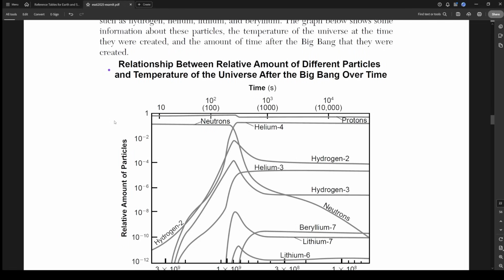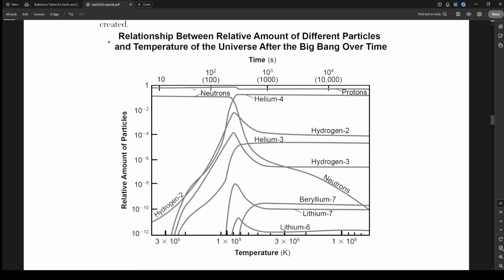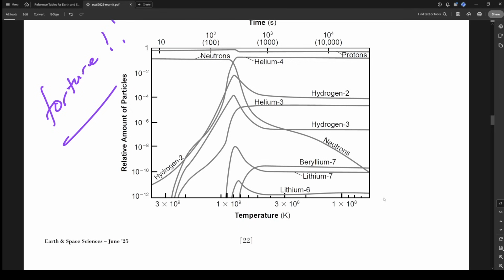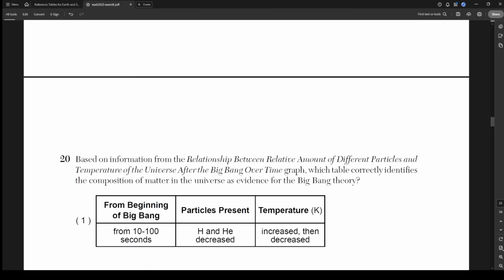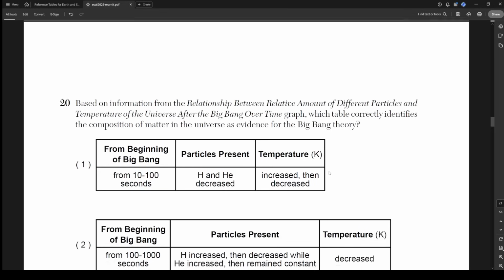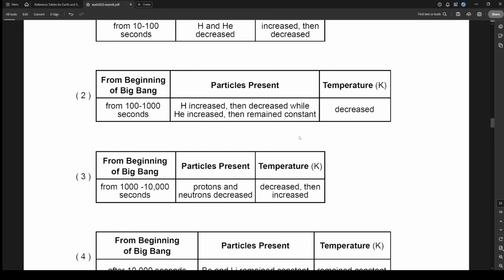What the? I think this is torture to read this graph already. I can't even imagine what the question is. I'm gonna just say torture. Why? Based on information from the graph, which table correctly identifies the composition of matter in the universe as evidence for the Big Bang? Oh my gosh.